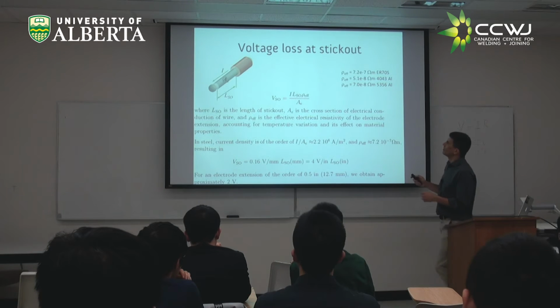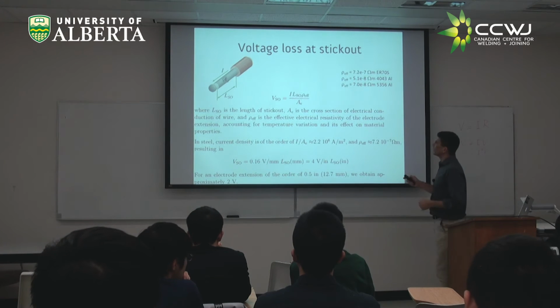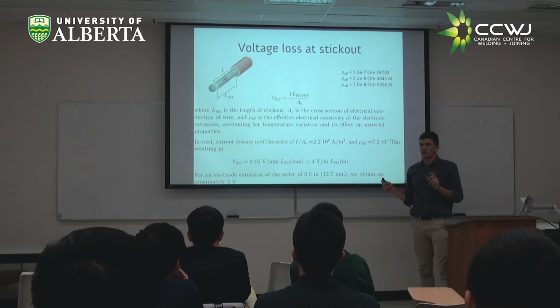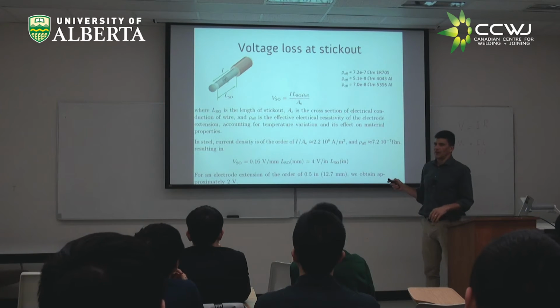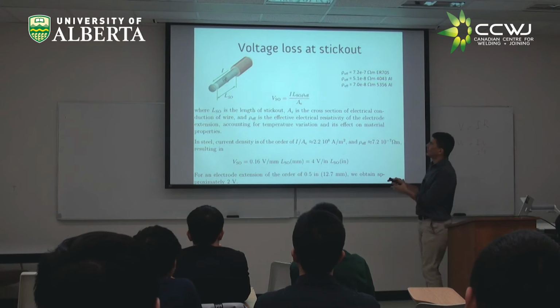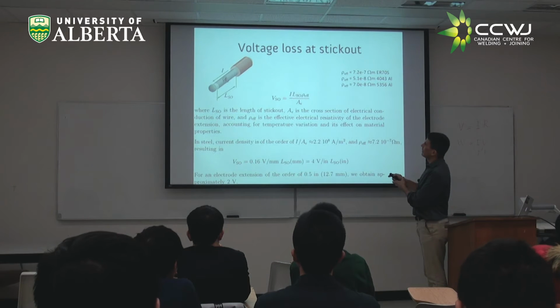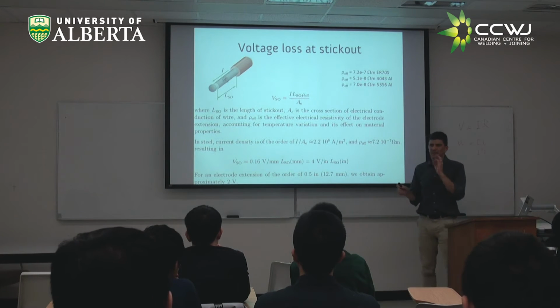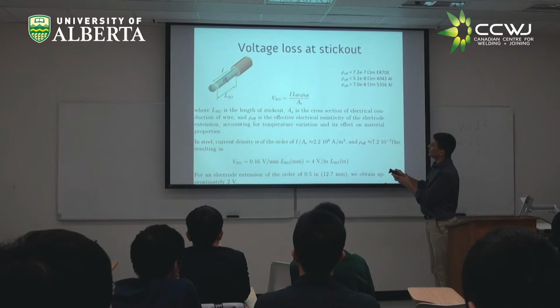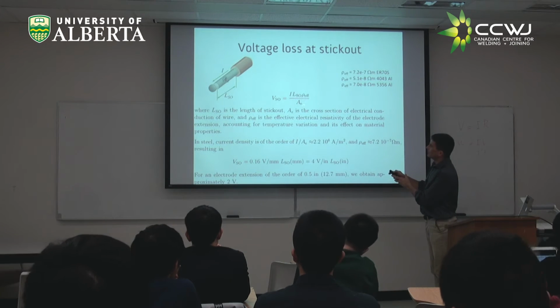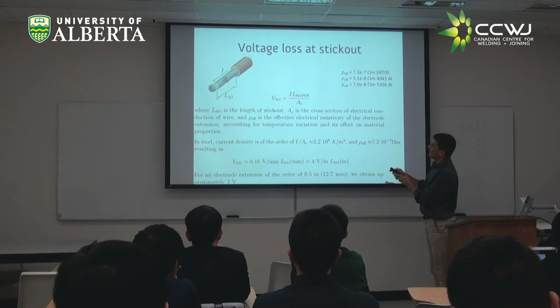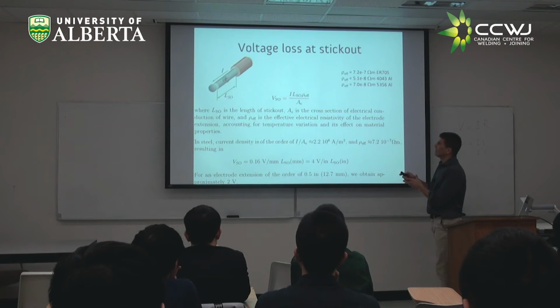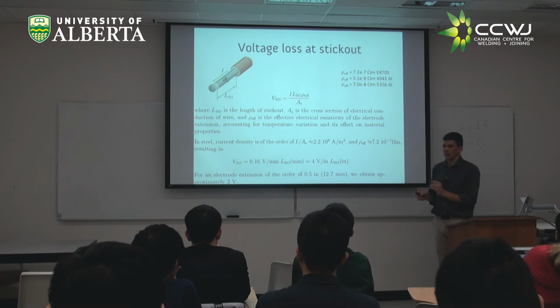All right, so this formula, which will be in your formula sheet, again, it's the same formula as before. Voltage equals current times resistance, and this is the resistance of the stick out: length of the stick out divided by the area of the stick out times resistivity. Okay, the SO here stands for stick out.